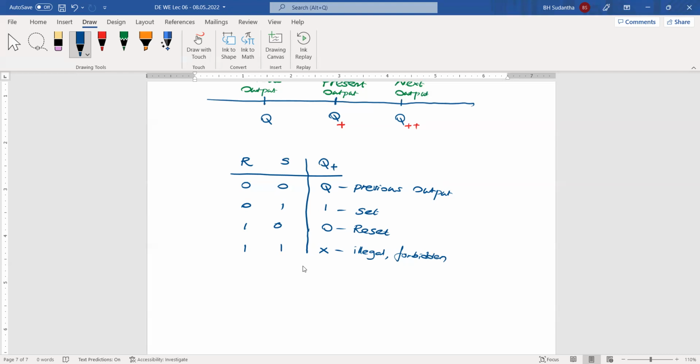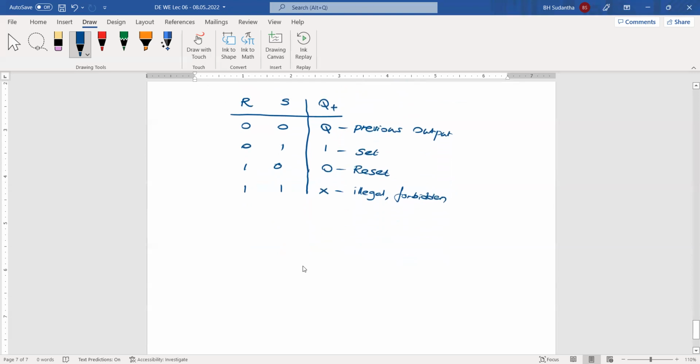Okay, hereafter we don't draw all these internal diagrams. Instead of that, we draw this RS flip-flop, actually RS latch, like this. This is R, S, Q, Q bar.